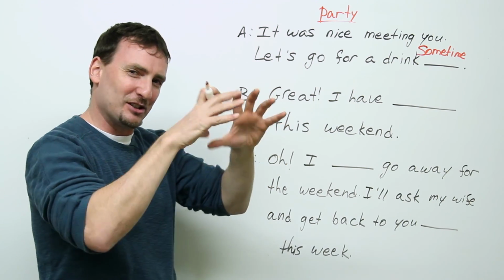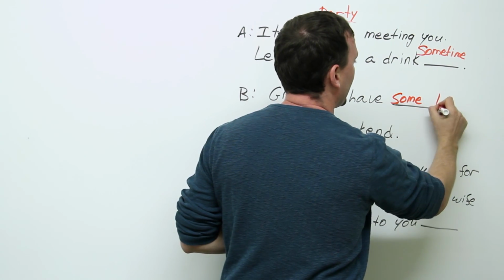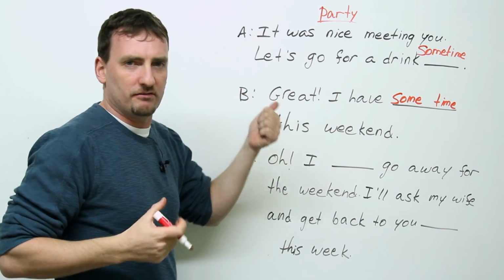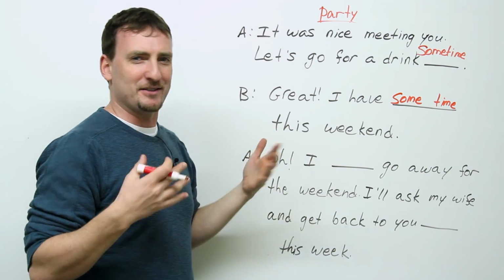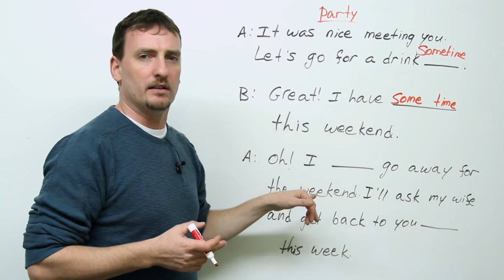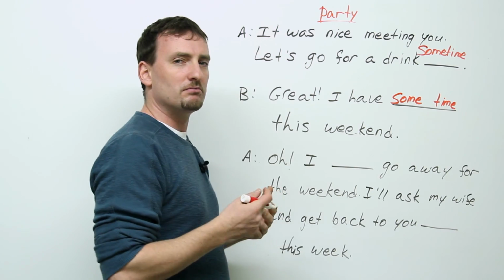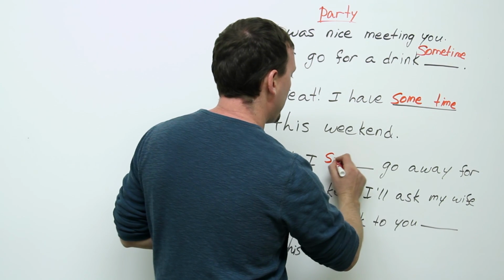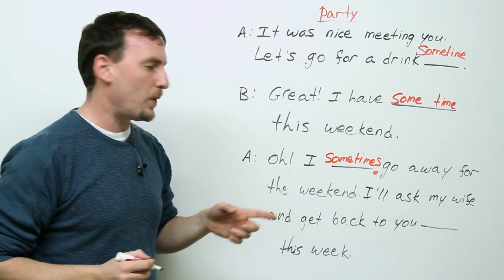Do you know what this means? It's a little bubble of something. She has, or he has, some time. Some free time this weekend. So person B really wants to go for a drink with person A. Person A is like, oh, that's not what I meant. I was just being polite, right? He goes, "Oh, I sometimes go away for the weekend." Go away means go out of town or go to the cottage, do whatever. So, not every weekend. This weekend for sure, but not every weekend. Sometimes.